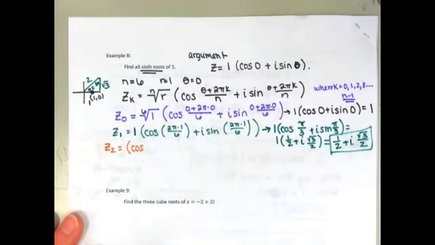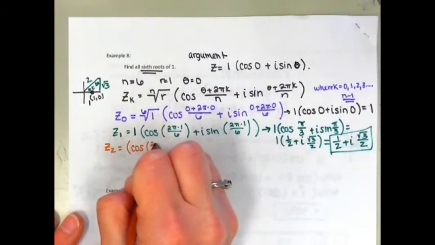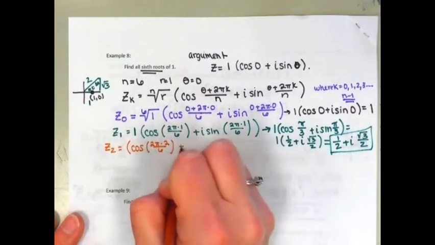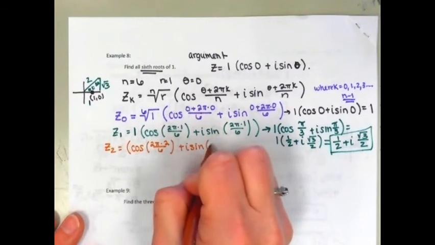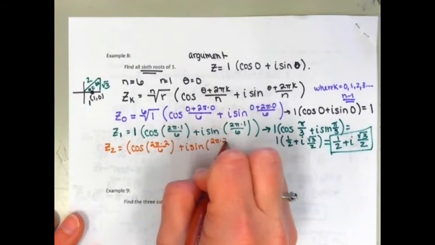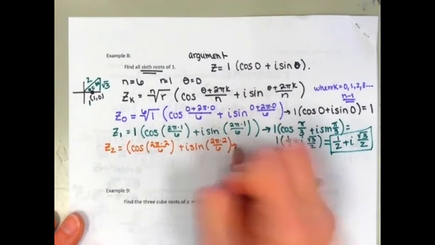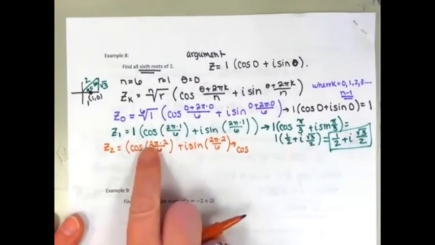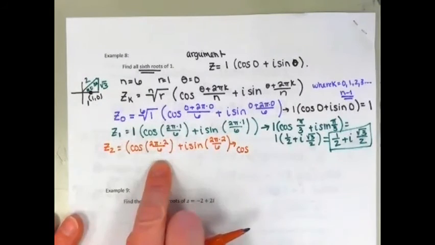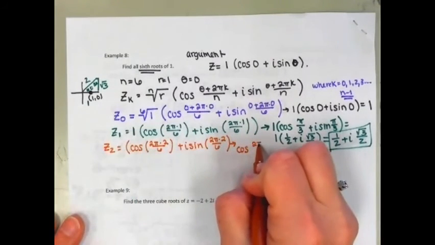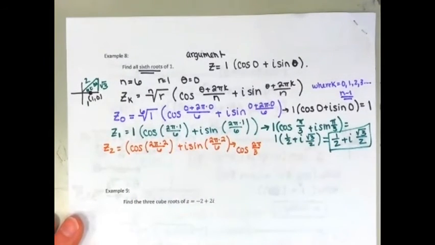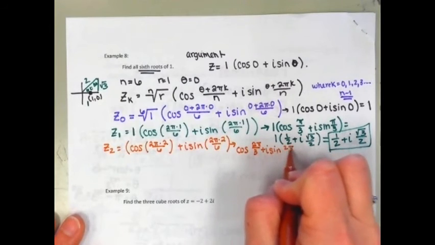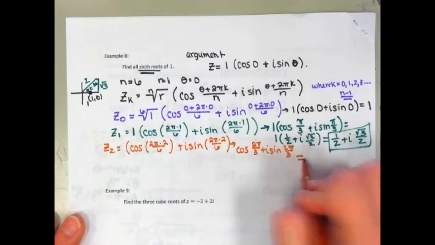So we have the cosine now of 2 pi times 2 divided by 6 plus i sine of 2 pi times 2 over 6. So we end up getting the cosine of 4 pi over 6, which is 2 pi over 3, plus i sine of 2 pi over 3. So now we just have to calculate that.